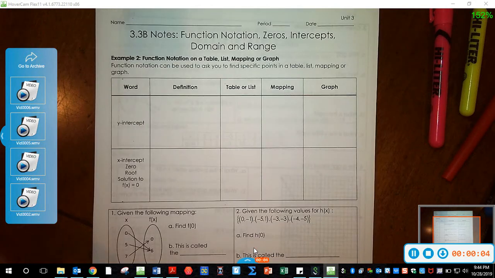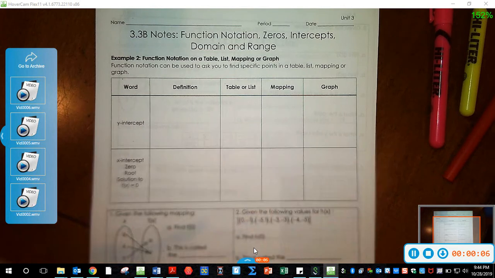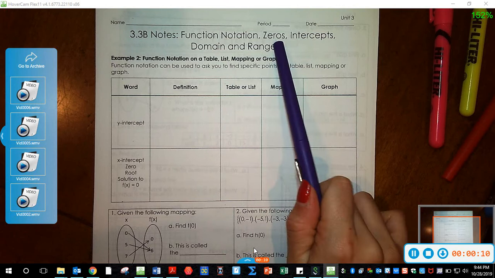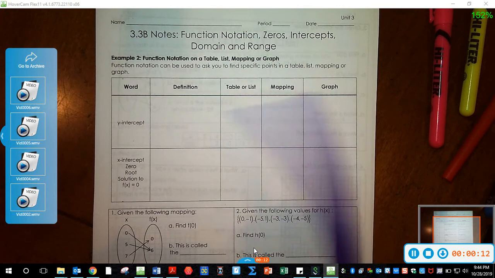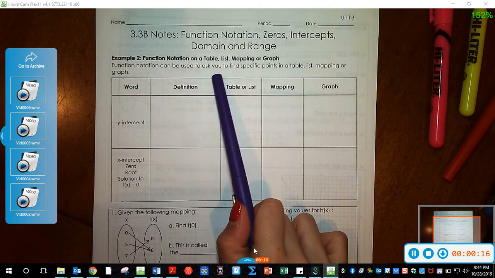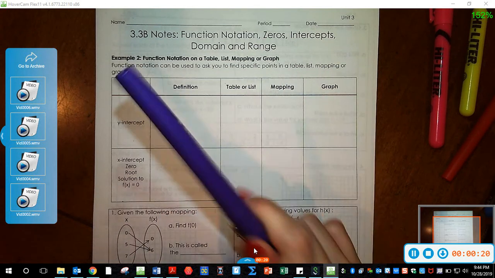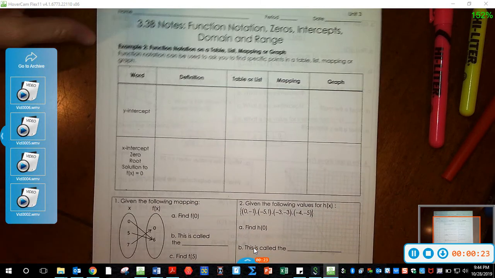In this video, we're going to elaborate more on function notation and talk more specifically about zeros, intercepts, and domain and range. Function notation can be used to talk about specific points in a table, list, mapping, or graph. First, let's talk about some vocab.